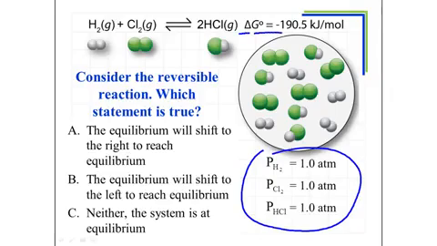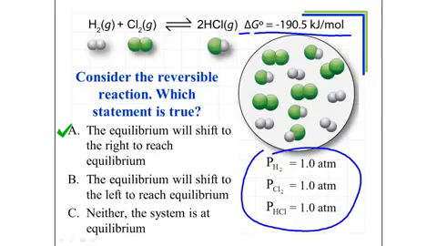We see here that the standard delta G is a negative value, negative 190.5. So if I started everything out at 1 atmosphere, which statement would be true? Would the reaction shift to the right to get to equilibrium, shift to the left to get to equilibrium, or neither? It is already at equilibrium.